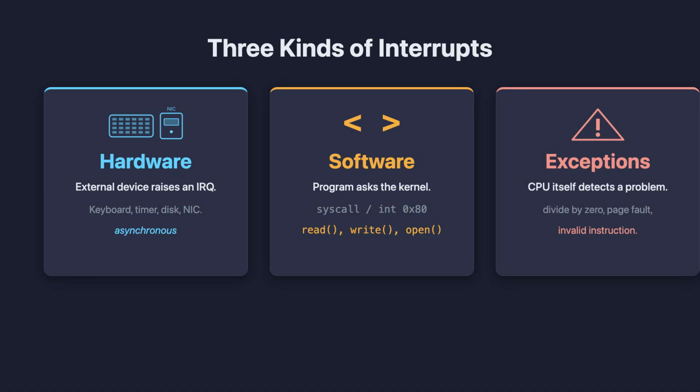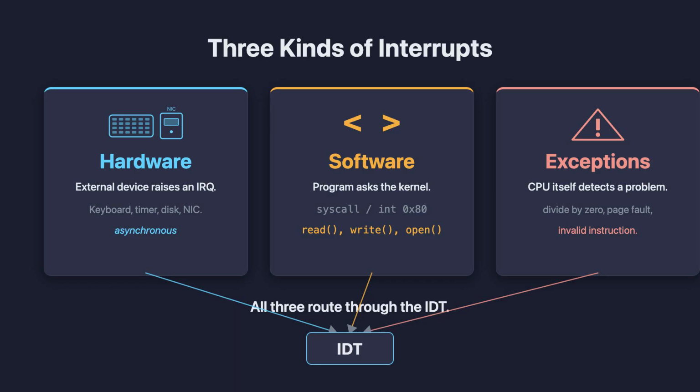Third, exceptions. These come from the CPU itself when something goes wrong. Divide by 0. Access a bad memory address. Hit an invalid instruction. Three very different triggers, but they all route through the same place, the IDT. Same table, same mechanism. The CPU doesn't really care where the interrupt came from.